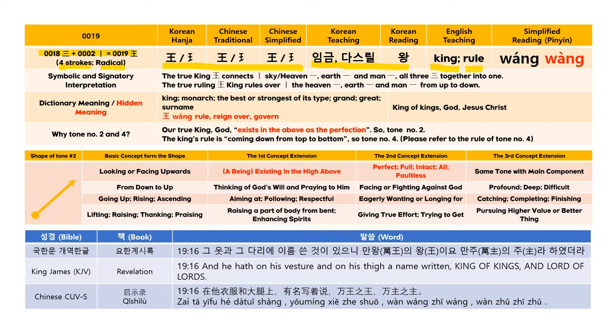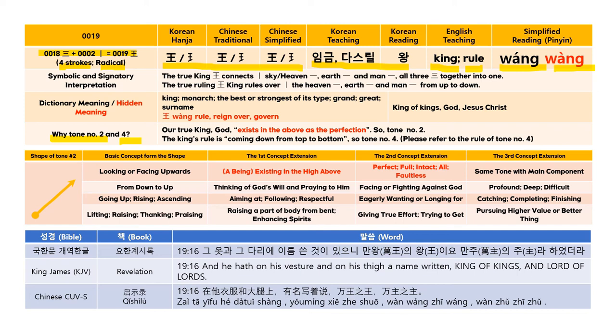The verb. And Chinese pronunciation in mainland China, the standard Chinese language, Wang, having the tone number 2 value. Also, there is another tone number value, Wang, tone number 4. Okay, I already addressed the tone number principle as a separate lecture for 2 and 4. Below this lecture, you can find the link.